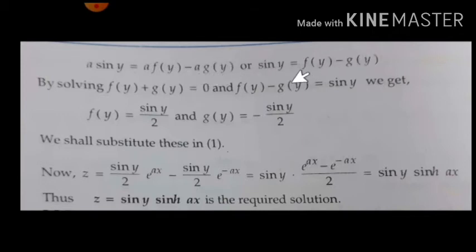So we got two equations. Solve these two equations by adding and subtracting. When I add them, g(y) will get cancelled, and we get f(y). When we subtract, f(y) gets cancelled, and we get g(y).